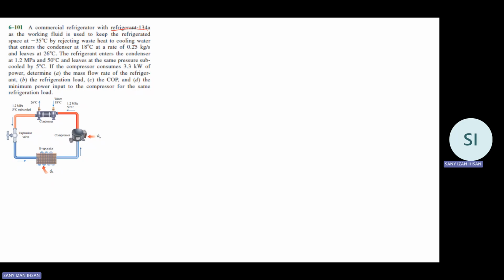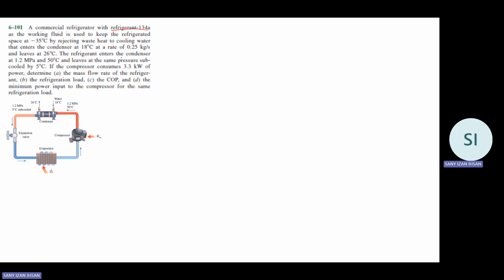By rejecting the waste heat to cooling water, this is the cooling water in the condenser there, entering the condenser at 18 degrees Celsius. That is the temperature of the cooling water entering. You are given the mass flow rate of the cooling water, 0.25 kilogram per second. And going through the condenser, or the heat exchanger basically, it will leave at 26 degrees Celsius. So that is the cooling system.